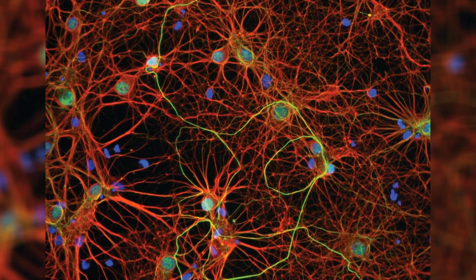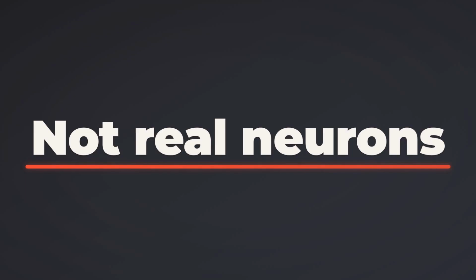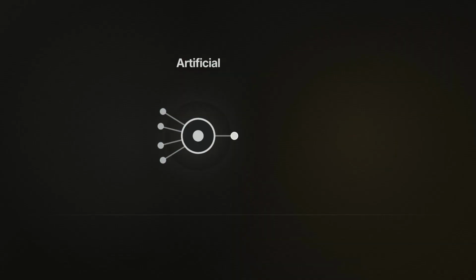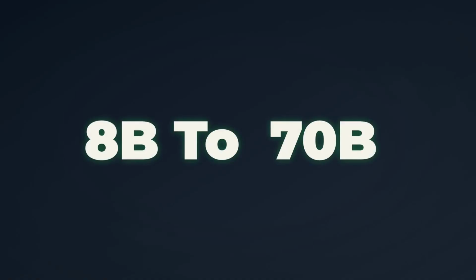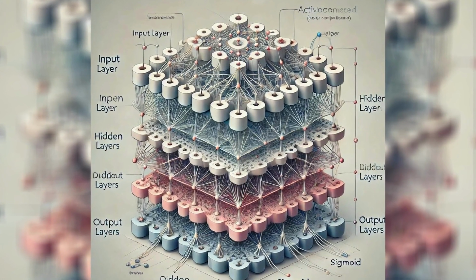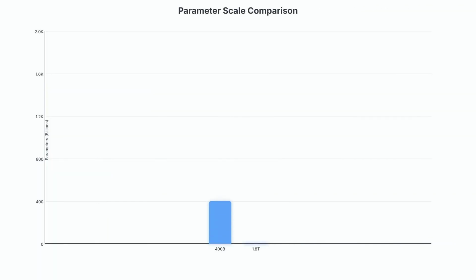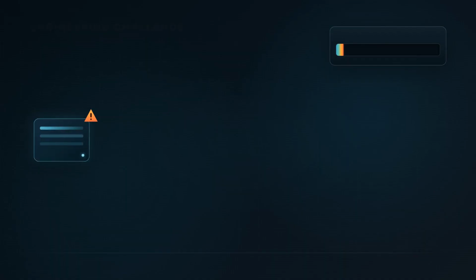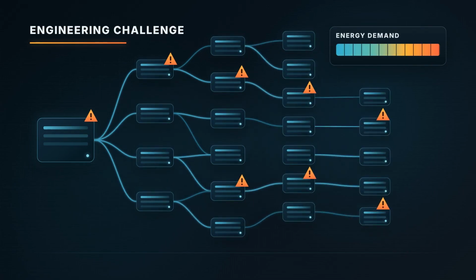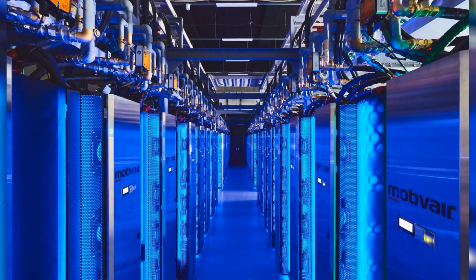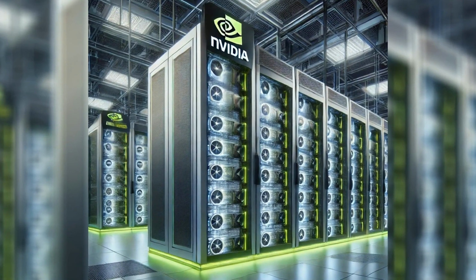And that comparison is generous, because biological neurons aren't just switches. They're adaptive, flexible, and chemically rich in ways that artificial neurons are not. Going from 8 billion to 70 billion parameters in a model yields a massive leap in capability. Going from 400 billion to 1.8 trillion yields a noticeable improvement, but it costs exponentially more money, requires vastly more energy, and introduces massive engineering challenges. The returns are diminishing, and the organizations building these models know it better than anyone.